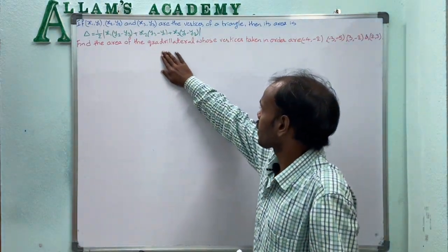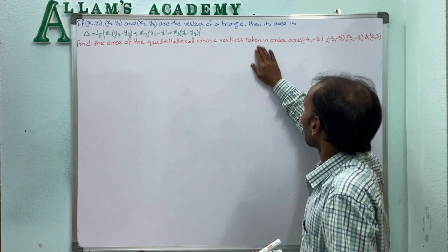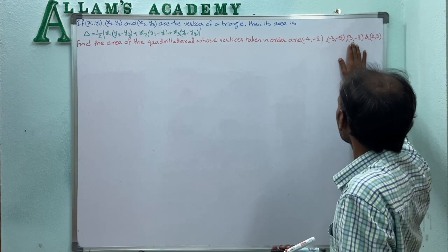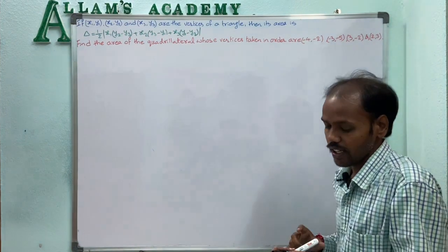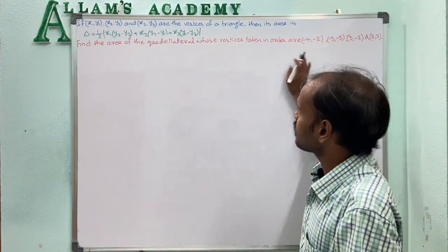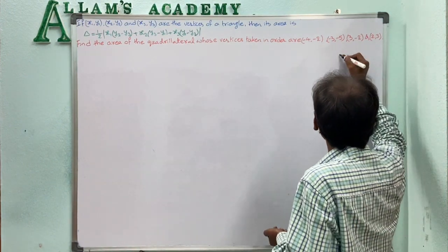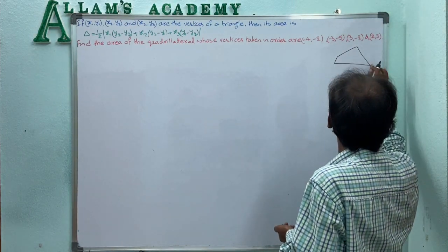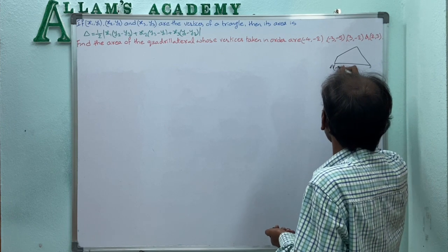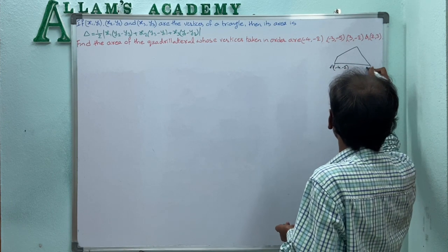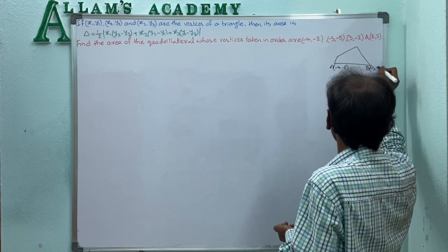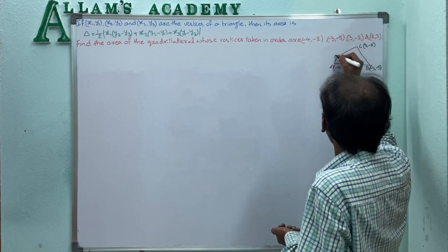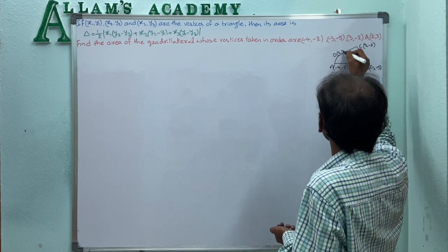Find the area of the quadrilateral whose vertices are taken in the order (4, -2), (-3, -5), (3, -2) and (2, 3). So by using these points, if we draw the quadrilateral, then it is A of (-4, -2), B of (-3, -5), C of (3, -2) and D of (2, 3).